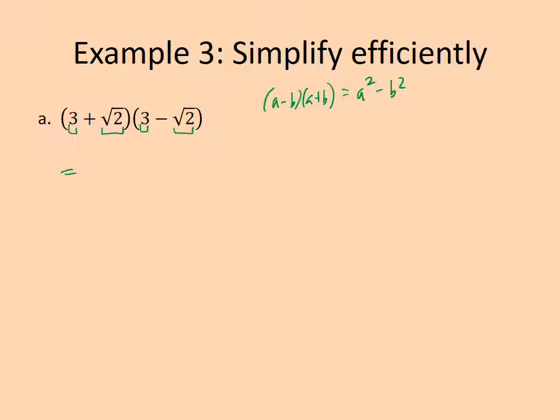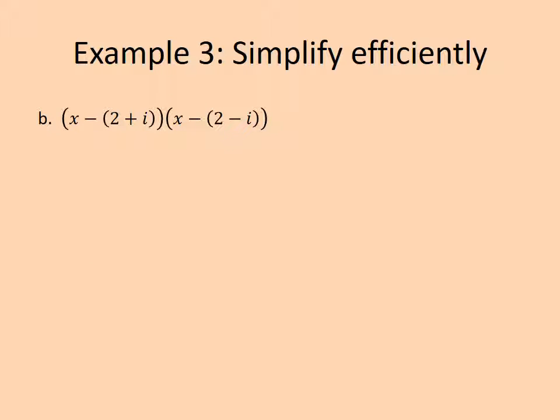So what we can do is we can take the two terms, the a squareds, and we can just write 3 squared. And then we can subtract root 2 squared. Well, 3 squared is just 9. Root 2 squared is just 2. So 9 minus 2 is 7. And that's how we can simplify that efficiently.